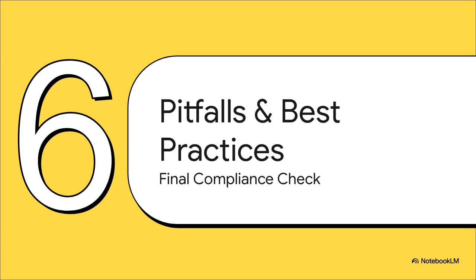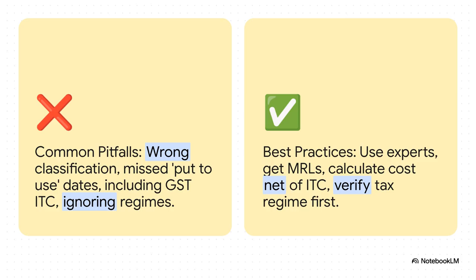All right, let's bring it all home with our final section, pitfalls and best practices. Think of this as your go-to checklist to make sure your Clause 18 reporting is absolutely rock solid. Let's just look at this side by side. The common mistakes: classifying assets wrong, not getting proof for the put-to-use date, messing up the cost by including GST, and totally forgetting about special tax regimes.